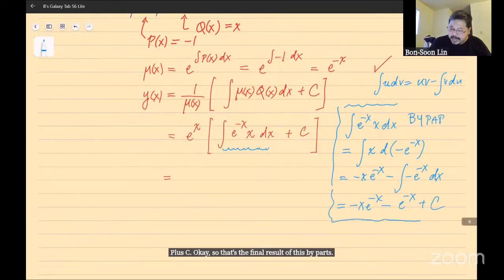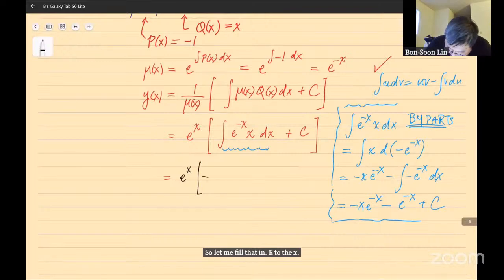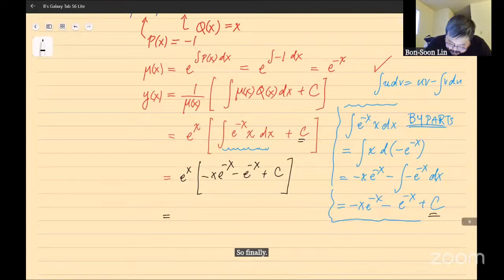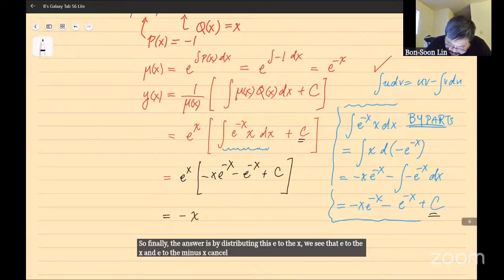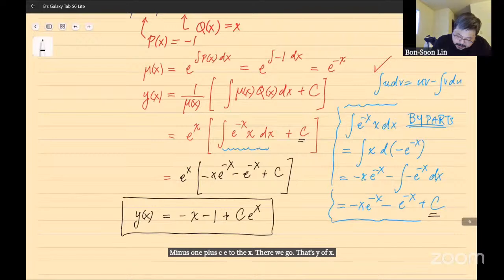If this is very magical, please make sure you review this. So let me fill that in. e to the x times minus x e to the minus x minus e to the minus x plus c. The plus c is to remind me that I need this plus c. So finally, the answer is, by distributing this e to the x, we see that e to the x and e to the minus x cancel. So that's minus x minus 1 plus c e to the x. There we go. That's y of x. Ta-da.